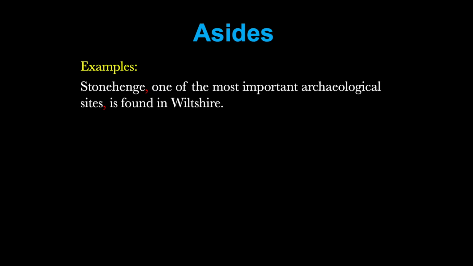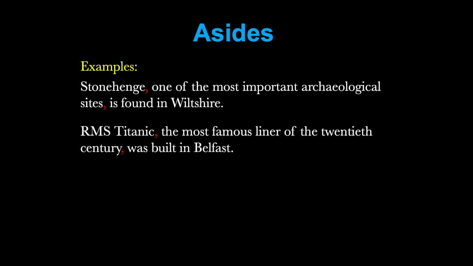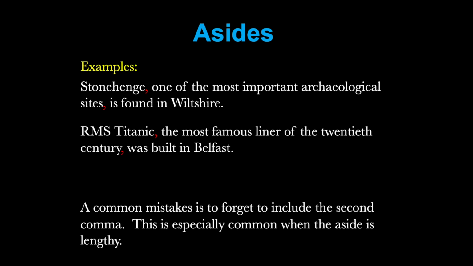Here's another example. RMS Titanic, comma, the most famous liner of the 20th century, comma, was built in Belfast. Again, what we've got between the commas is additional information that we're presenting as an aside, but if we were to remove it from the sentence, it would still work. RMS Titanic was built in Belfast. A common mistake people make when they're using this structure is that they forget to include the second comma. And that's especially common if the aside is very lengthy.